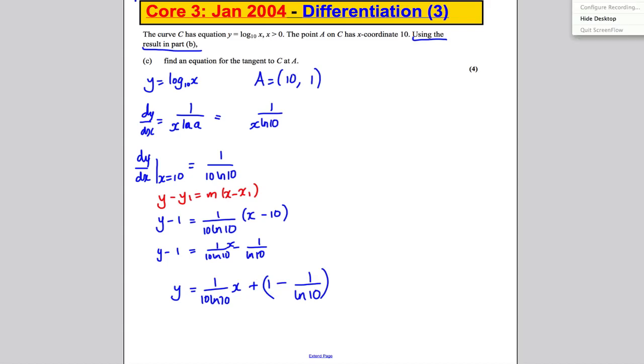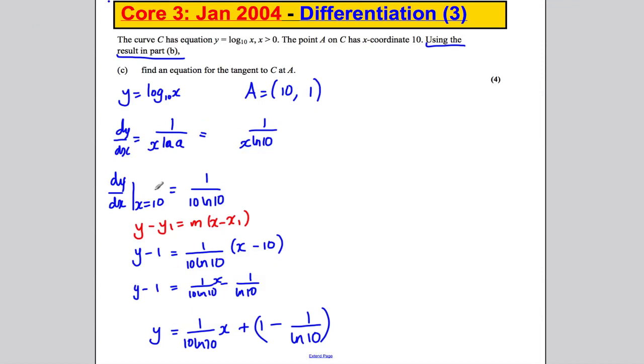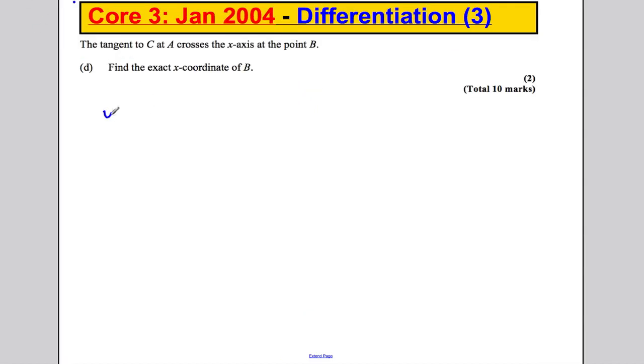So we're done. And then part D, it says the tangent to C at A crosses the x-axis at the point B. Find the exact coordinates. Remember, for any line or curve, where you cross the x-axis is where the y value is equal to 0. So we are making y 0 in our equation. So what was our equation? It was y is equal to 1 over 10 ln 10 x plus 1 subtract 1 over ln 10. And we're going to make y be 0, so we're solving this.